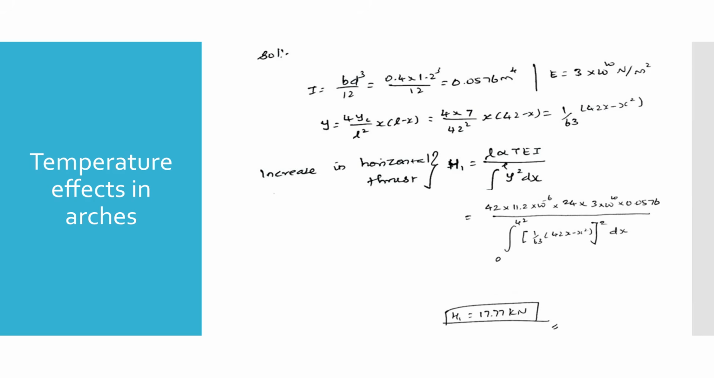0.0576. The denominator integrates (1 over 63 times (42x minus x squared)) squared dx from 0 to 42. Evaluating this yields an induced horizontal thermal thrust H1 of 17.77 kilonewtons.